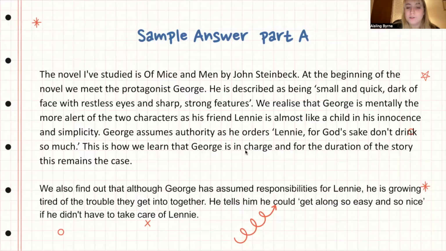This is how we learn that George is in charge, and for the duration of the story, this remains the case. We also find out that although George has assumed responsibility for Lenny, he is growing tired of the trouble they get into together. He tells him he could "get along so easy and so nice" if he didn't have to take care of Lenny.